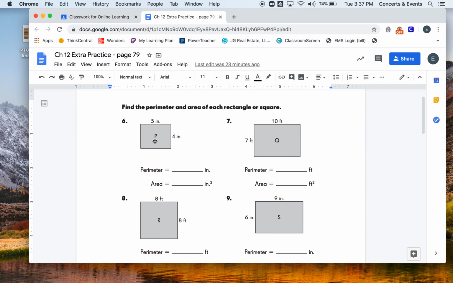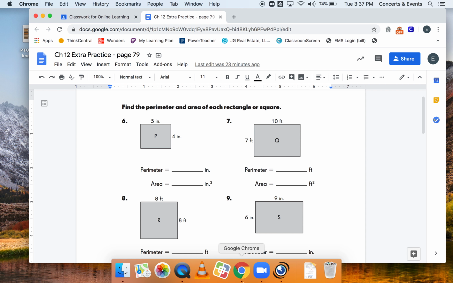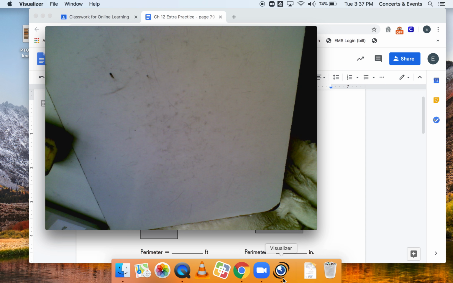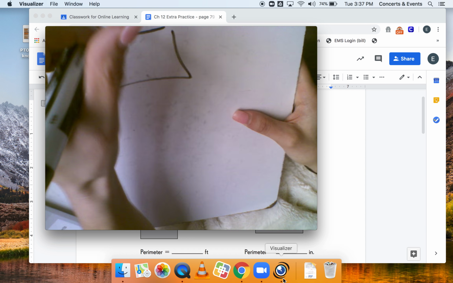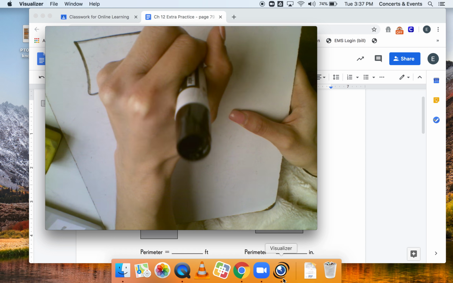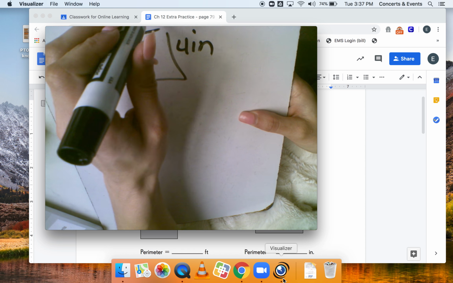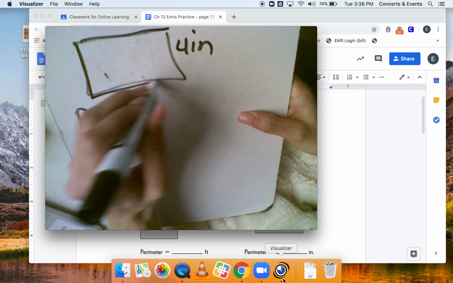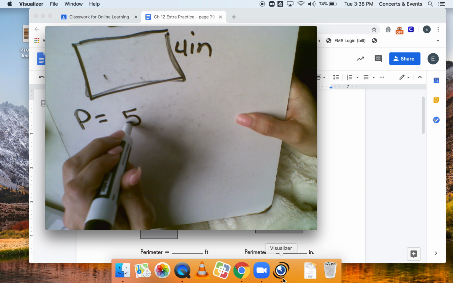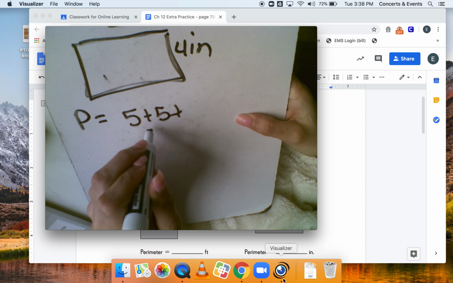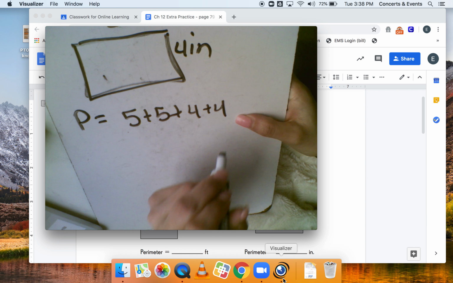All right, so number 6, I have a rectangle and the length, which is the longer side, is 5 inches, and the width is 4 inches. So again, I have 5 inches and I have 4 inches. First they want me to find the perimeter. For the perimeter, I'm adding up side plus side plus side plus side. So I have 5 plus 5, that's my lengths, plus 4 plus 4, which are my widths.